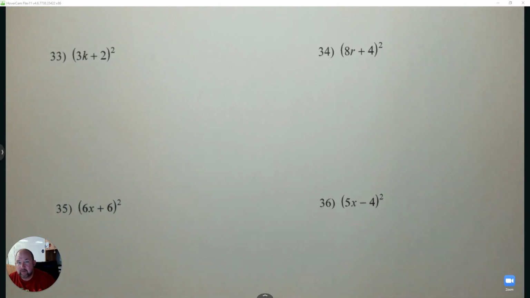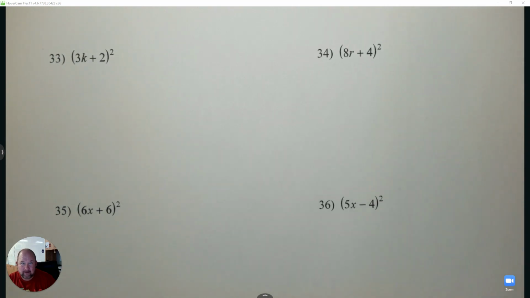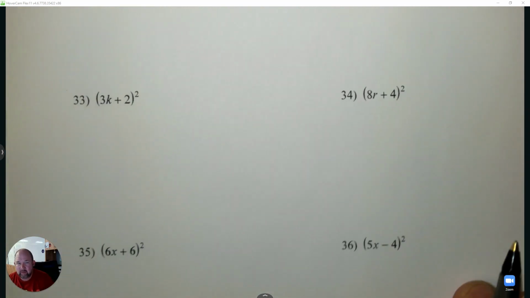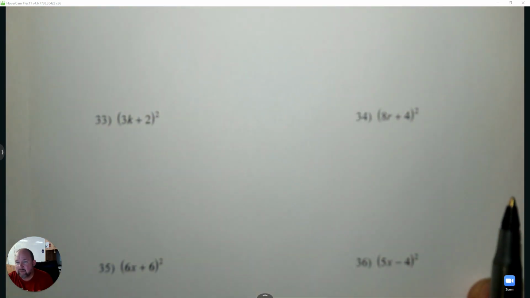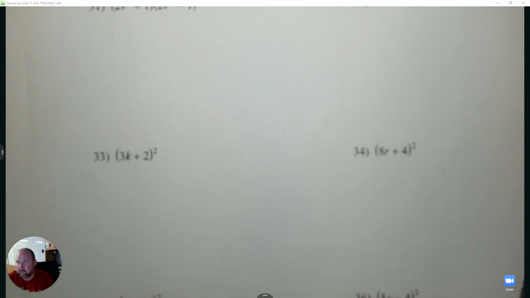All right, we're going to do 33 to 36. We're going to use Pascal's triangle. These are only squared, so we usually use Pascal's triangle when you have to expand something with a higher exponent, but the structure is going to be the same. So Pascal's triangle, I'm going to do it above 33 just to remind you.